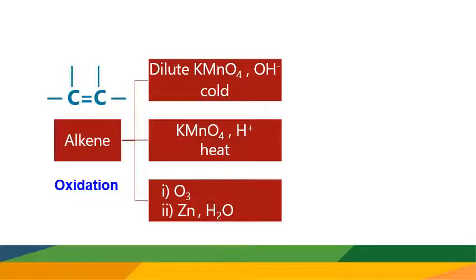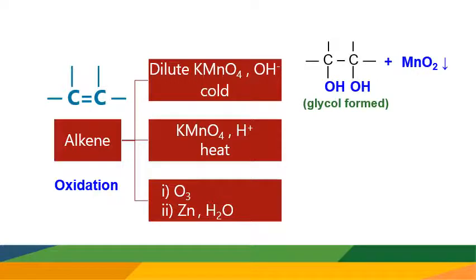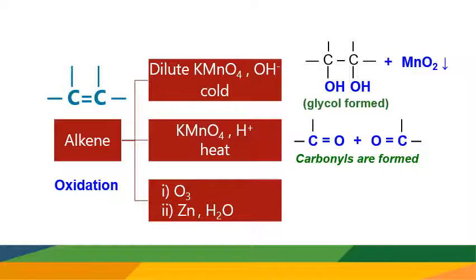Alkenes also can undergo the oxidation reaction. There are many oxidizing agents that can be used to oxidize the alkenes. The first reagent is a cold dilute potassium permanganate in alkaline solution. This reaction will produce a glycol and the manganese oxide. The second reagent is the hot potassium permanganate in acidified solution. The reaction will produce a carbonyl compound.